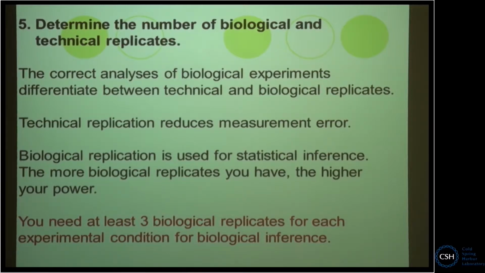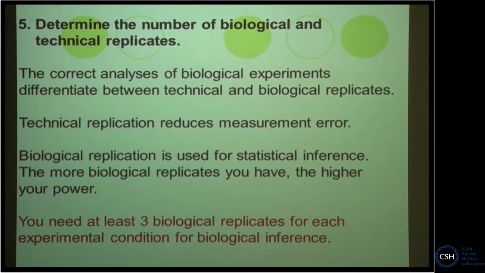So then you have to figure out your replication scheme. Usually there is no need for technical replication, and we'll see that again when I talk about the analysis, because I'm going to go through what's called a linear model, and you'll see how technical replication plays in to the analysis. This is where you get your power for biological experiments.